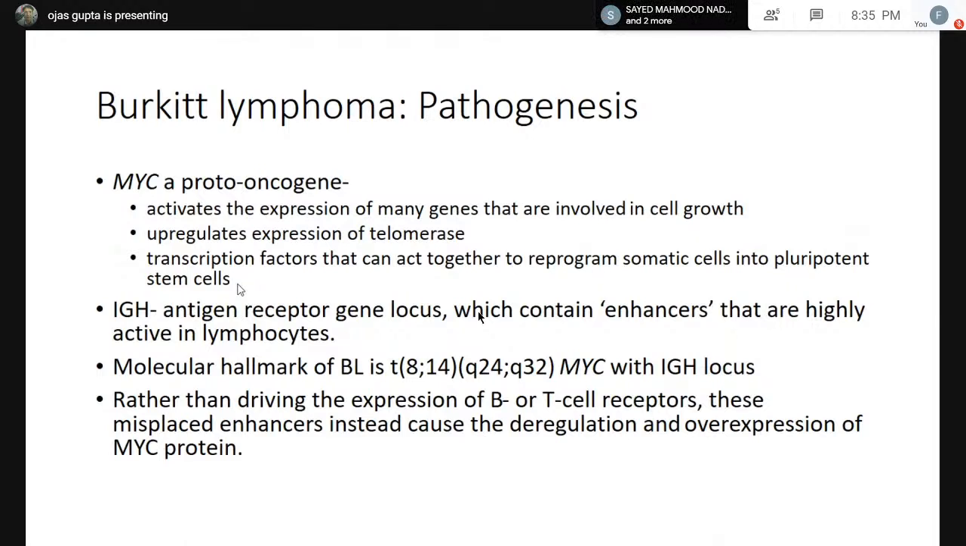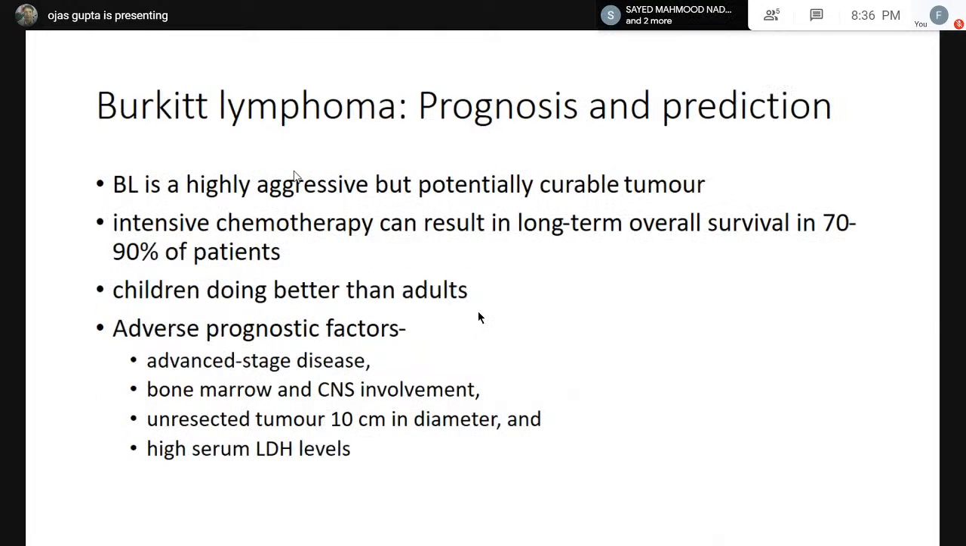IGH is an antigen receptor gene locus which contains enhancers that are highly active in lymphocytes. In Burkitt lymphoma, the molecular hallmark is translocation 8;14. There is translocation between the MYC and IGH genes. So rather than driving expression of B and T cell receptors by the IGH gene, these misplaced enhancers cause deregulation and overexpression of MYC protein, and that's why this proto-oncogene becomes an oncogene, and the cell becomes neoplastic.